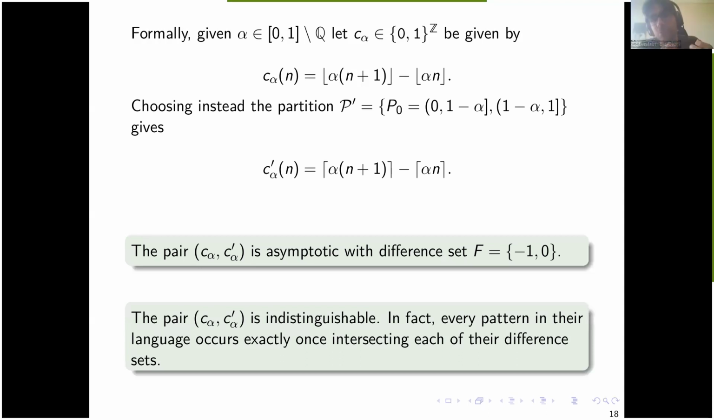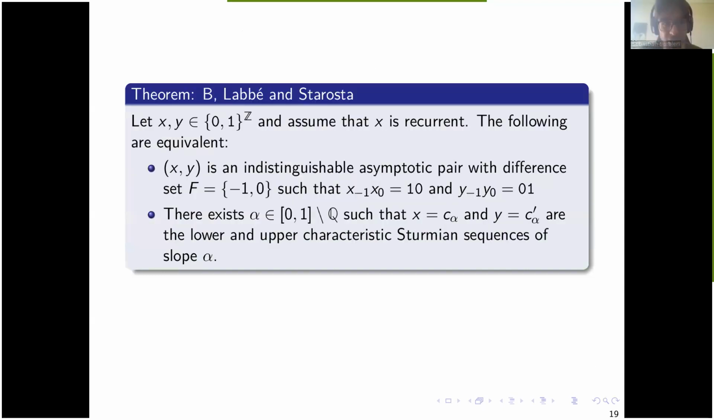In fact, I don't just have this property that the sum of all patterns intersecting the difference set is 0. In fact, every pattern in the language occurs exactly once intersecting each of their difference sets. So every pattern occurs exactly once, and that's because of the fact that the complexity is going to be n plus 1. Okay, so this is nice. We get this small theorem.